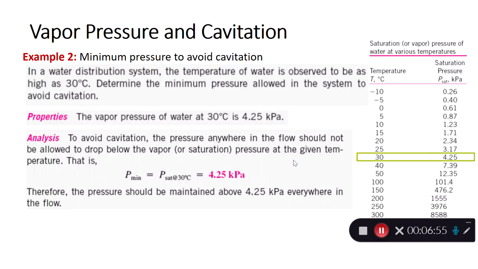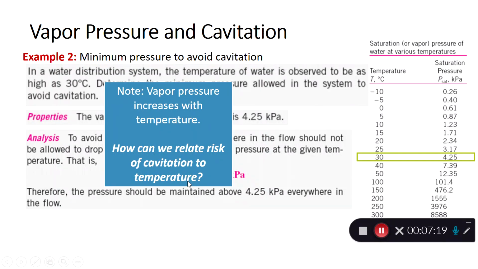You can operate at 10 kPa, 50 kPa, or 100 kPa. As long as the temperature is 30 degrees, it will not cause cavitation. But if you go below 4.25 kPa, cavitation will happen. So the minimum pressure to operate should be equal to the PSAT at 30 degrees. Very easy question.